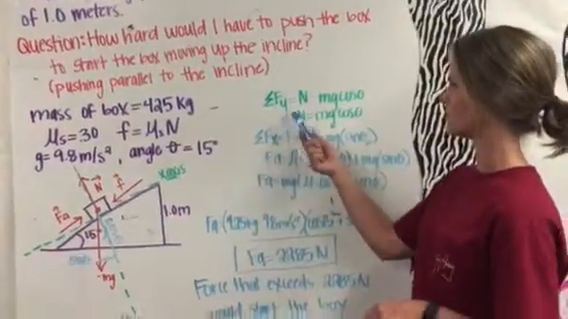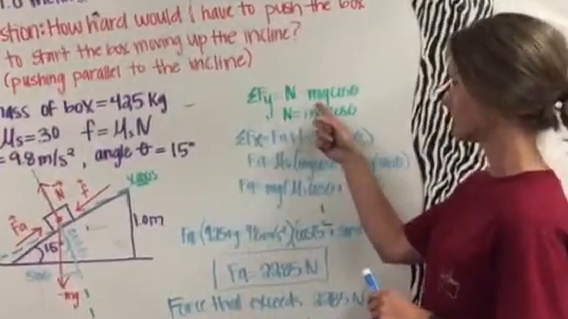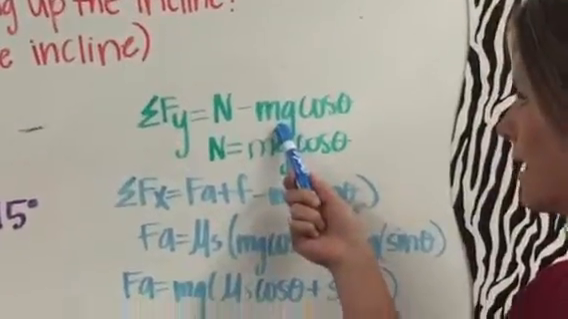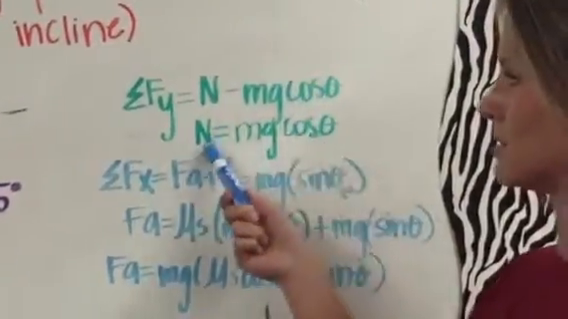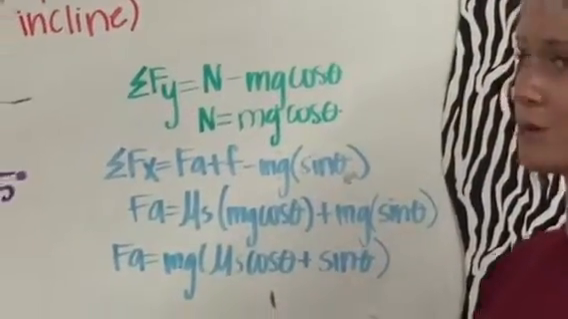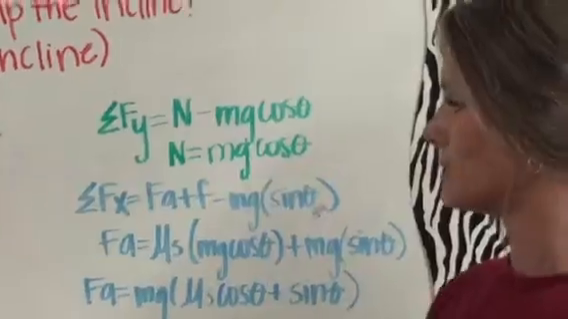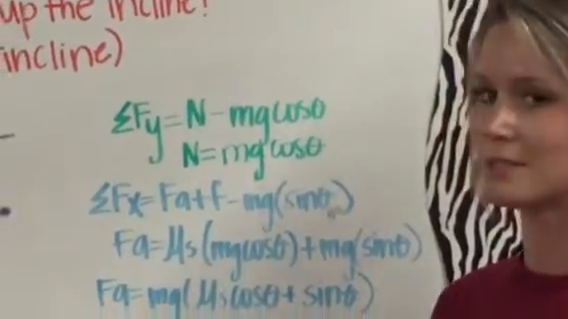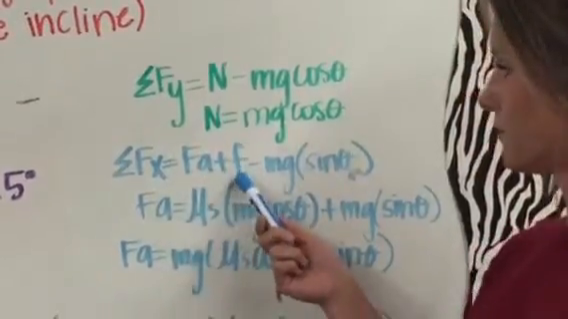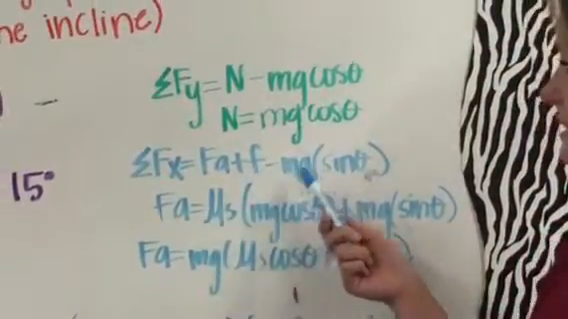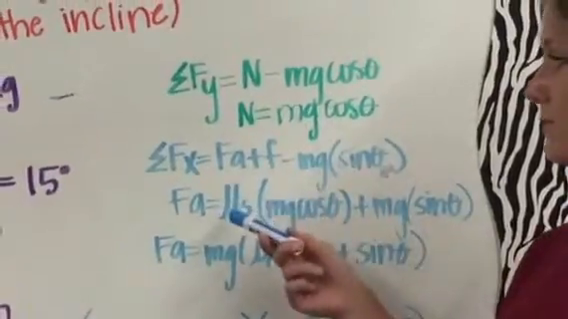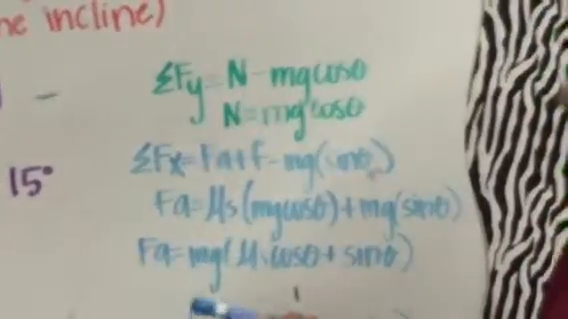So the sum of the forces for y is the normal force minus gravity times the cosine of theta. We know the gravity and we know the cosine of theta, so we're going to solve for N, and N equals m times g times the cosine of theta. Now we solve for the sum of the forces in the x direction. We have the force applied plus friction minus gravity times the sine of theta. We know all of these except for the force applied, so we solve for Fa.